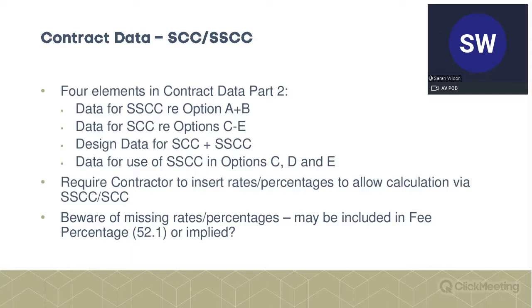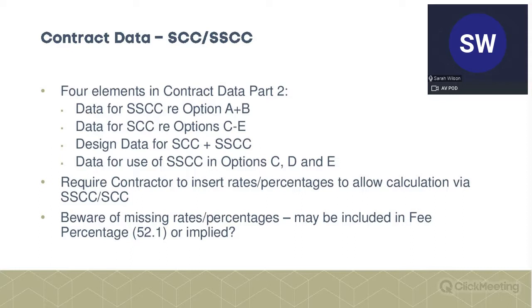We have contract data part 1 completed by the client, so the employer, where we've got a main contract, and contract data part 2 completed by the contractor. So in the subcontract, data part 2 is completed by the subcontractor, and the subcontract data part 1 is completed by the contractor. So it's the contract data part 2 that's critical here. And we have various sections towards the end of the subcontract data part 2 that need to be filled in.